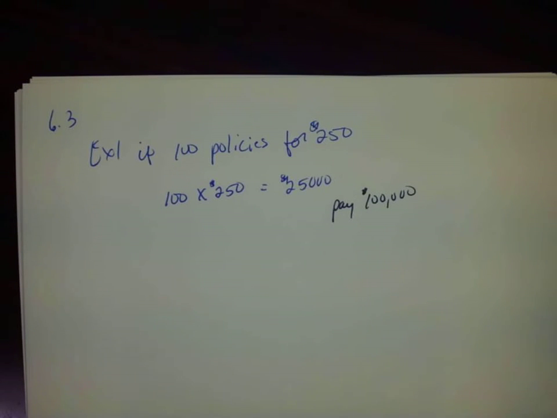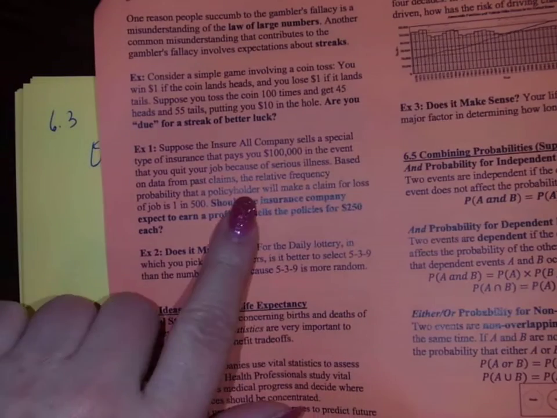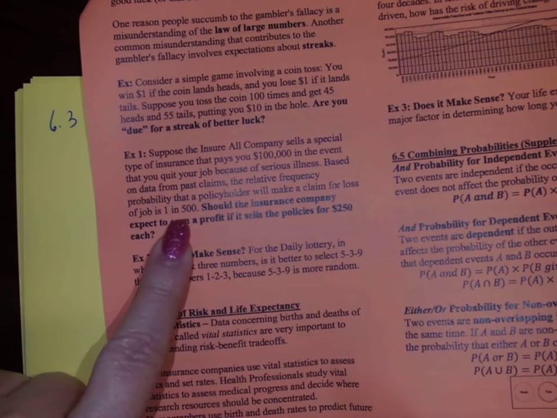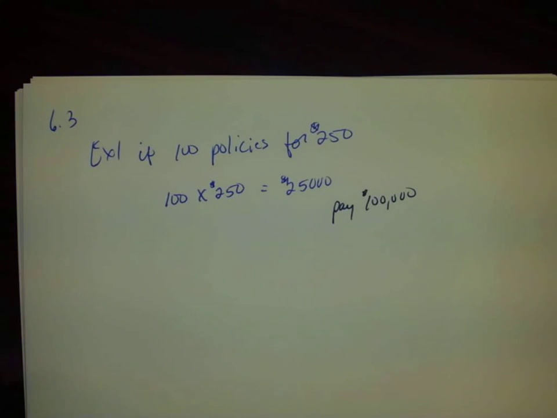Now, if they go with the law of large numbers, it tells us that the proportion of policies for which the claims will have to be paid should be close to that 1 in 500. That's what it said in our deal. The chance of a claim for the loss of a job is 1 in 500. So let's say they sold 1 million policies. We're just going to go with a bigger number.